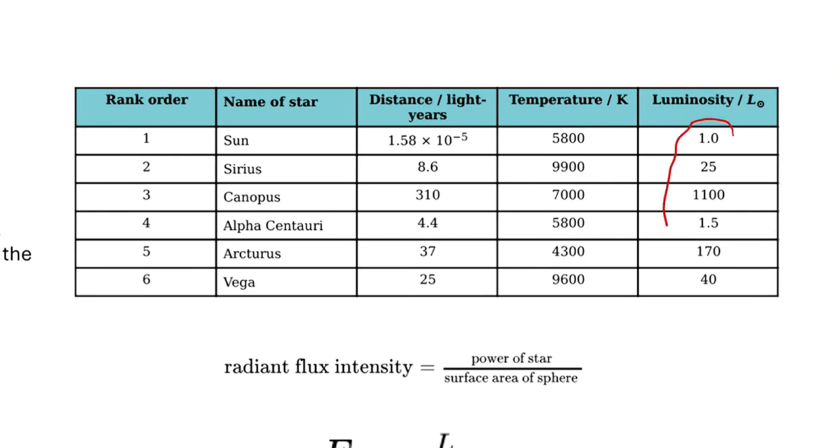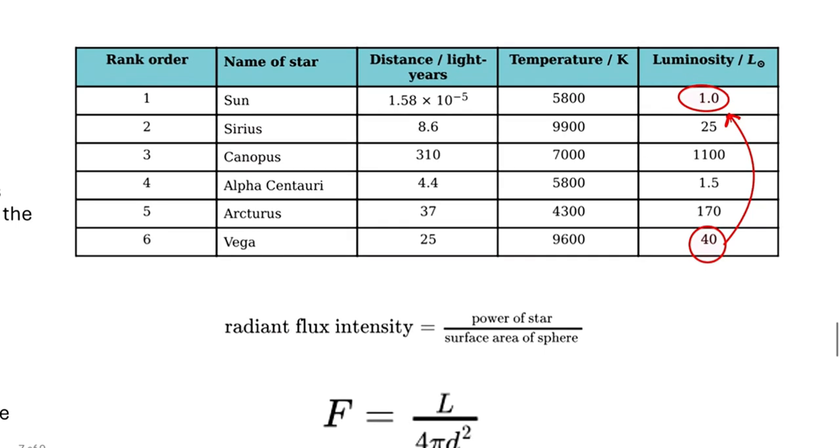The table shown here relates the luminosity of different stars to that of the Sun that is taken as a reference. You see here that the luminosity of the Sun is taken as 1. So when I say, for example, a star like Vega has a luminosity of 40, this means it is 40 times as luminous as the Sun. So they are all related to the Sun.